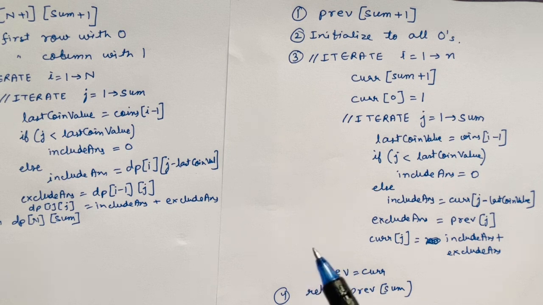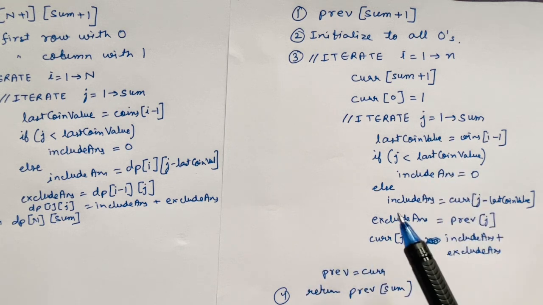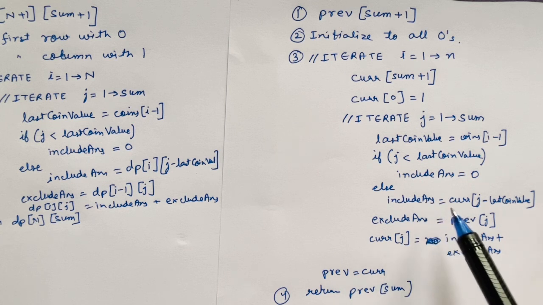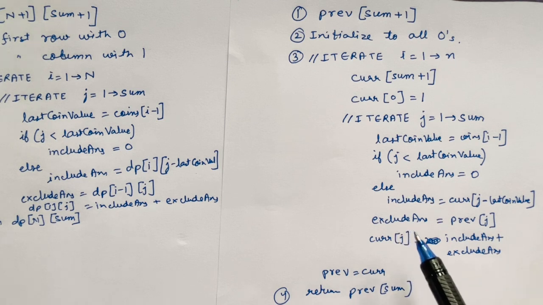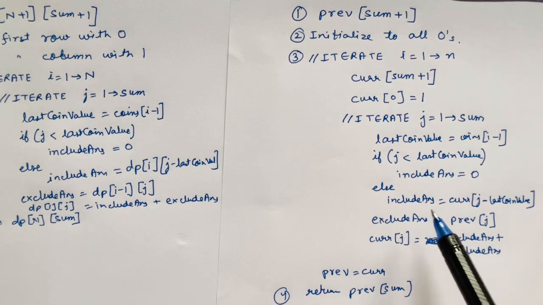Similarly, if it is not the case, then what will be our include answer? It will lie in the current row itself, but just a few columns prior to it, as we saw in the previous slide. And the exclude answer will lie in the previous row for the same column. This also we saw in the previous slide. So what will be the value at current j? It will be equal to include answer plus exclude answer.